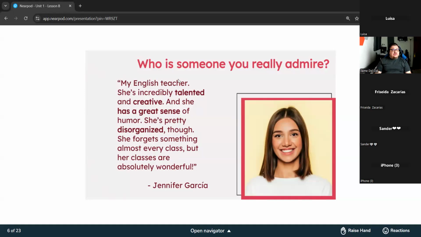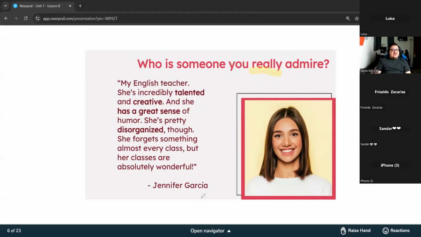So the question again is, who's someone you really admire? Admire is admirar. ¿A quién admiras? Who's someone you really admire? ¿A quién admiras? Pero miren que tiene esta palabra acá. Creo que le cambia un poco el sentido. Who's someone who you really admire? ¿Verdad? Ya no solo alguien a quien admiras, sino alguien a quien realmente admiras. So someone who is like a big example for you.